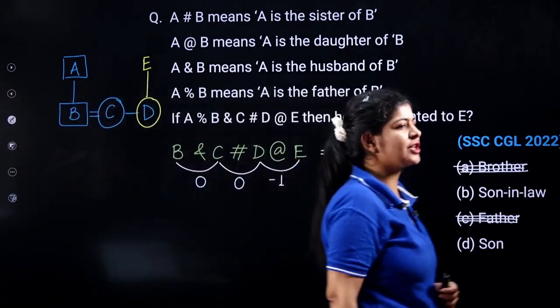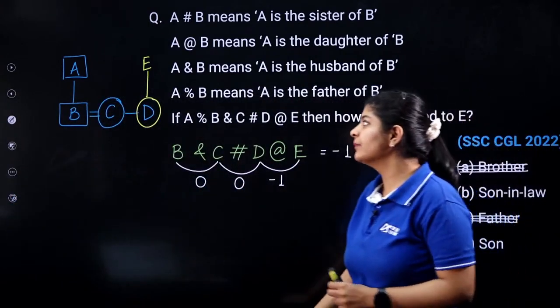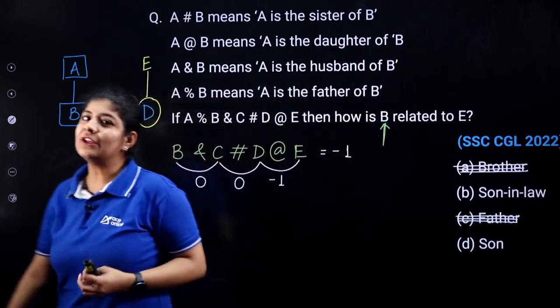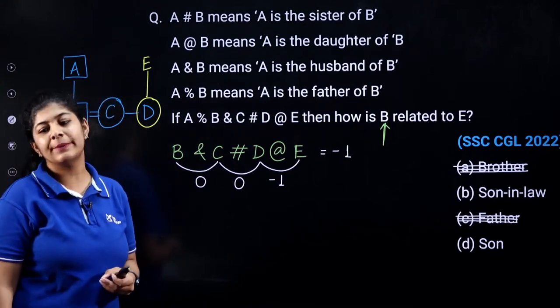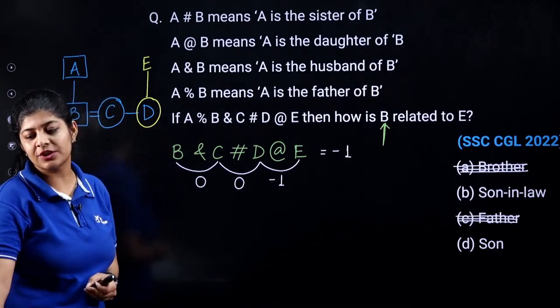Anyone in the comment section, after watching the family tree or the generation tree, can you determine the correct answer, whether option B is correct or option D is correct? Anyone in the comment section?